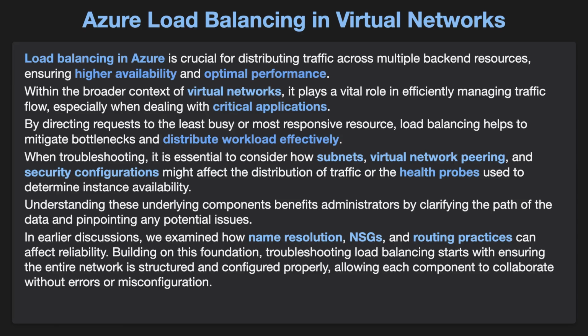In earlier discussions, we examined how name resolution, NSGs, and routing practices can affect reliability. Building on this foundation, troubleshooting load balancing starts with ensuring the entire network is structured and configured properly, allowing each component to collaborate without errors or misconfiguration.